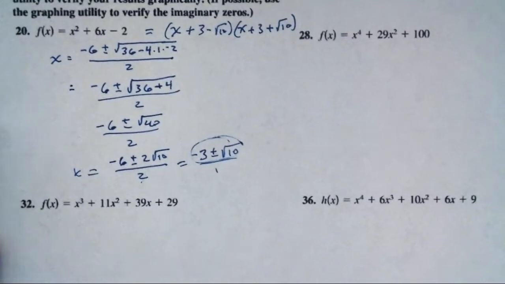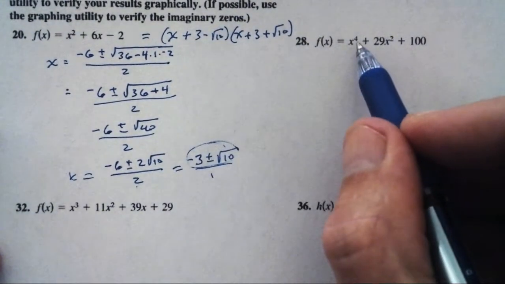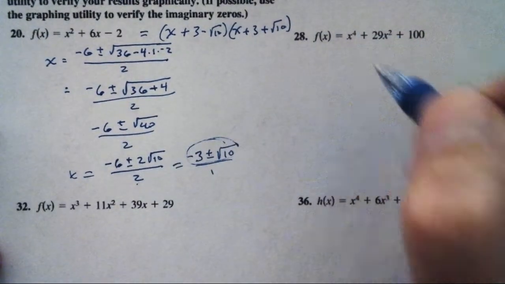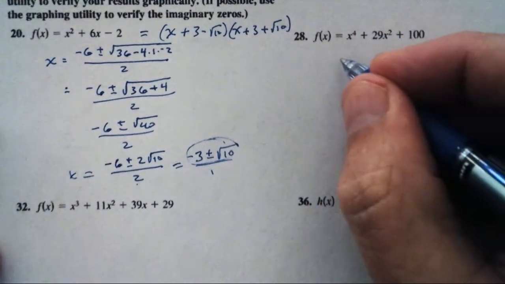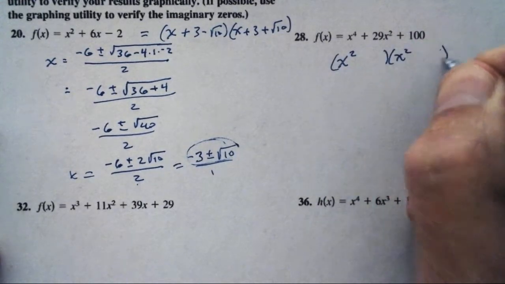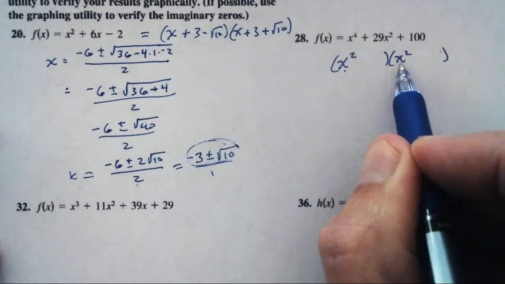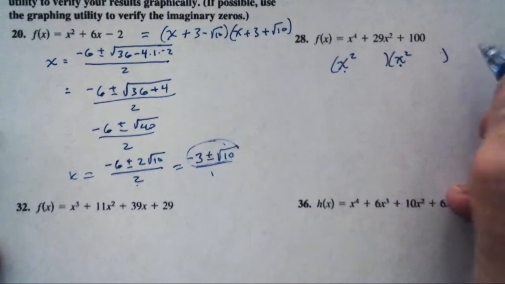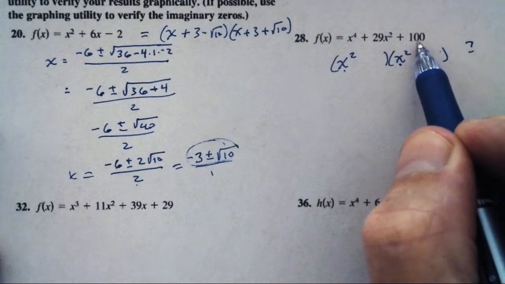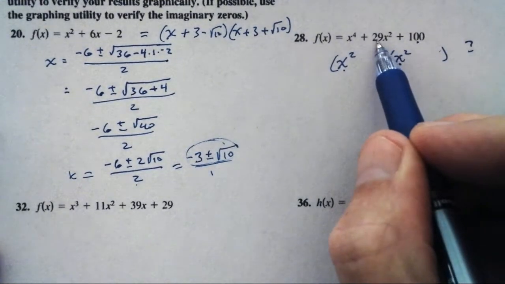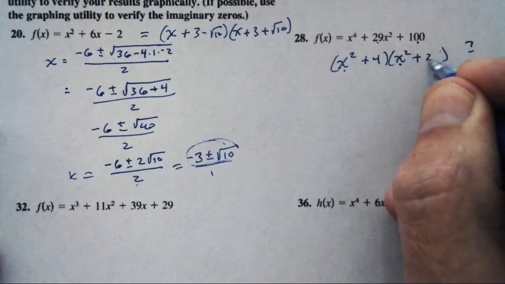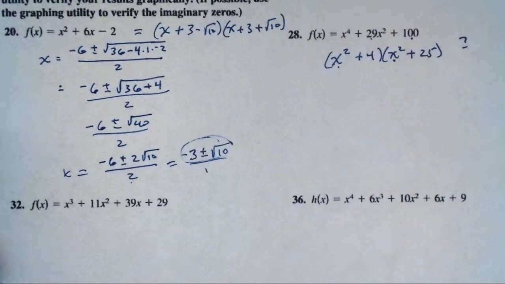All right, let's take a look at 28. This is not quadratic because it's fourth degree, it's quartic. However, it is quadratic in nature. It is quadratic in x squared. So there's a possibility maybe I can factor this as x squared, because first times first, x squared times x squared equals x to the fourth. I don't know if I can do that all the time. Are there factors of 100 that add up to 29? 4 and 25. So plus 4 plus 25 gets the job done here.